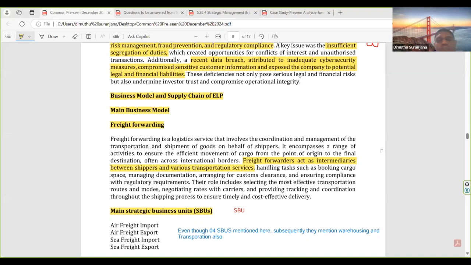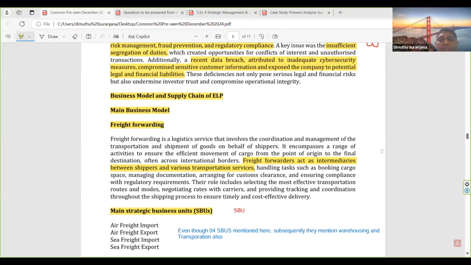Freight forwarding is a logistics service that involves the coordination and management of the transportation and shipment of goods on behalf of shippers. It encompasses a range of activities to ensure the efficient movement of cargo from the point of origin to the final destination, often across international borders. Freight forwarders act as intermediaries between shippers and various transportation services. Now they do the coordination work, no?